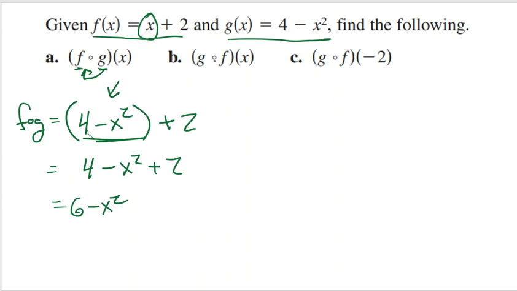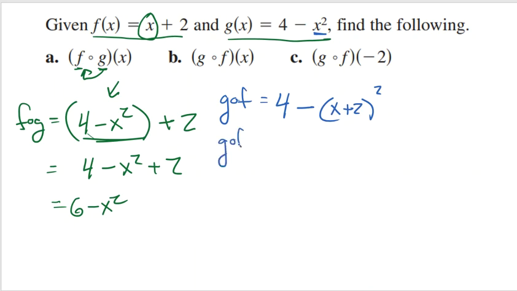All right, the second example wants me to do it opposite. It wants me to do g composed of f. So that means I'm going to start with g, which is 4 minus something squared. That's exactly what g is defined as, 4 minus something squared. And I'm going to literally take f and plug it into g. So the x plus 2 goes into g. So f, x plus 2, went into g.